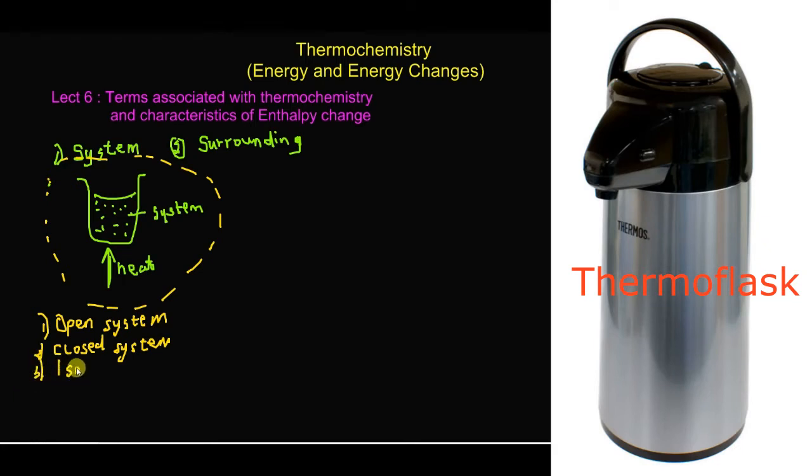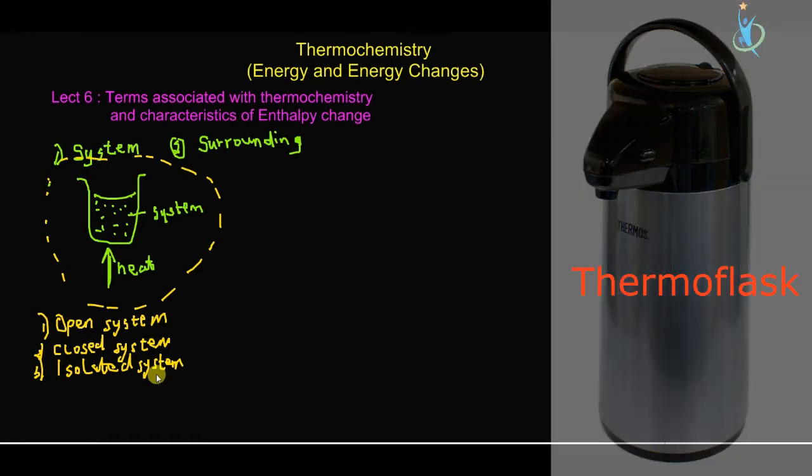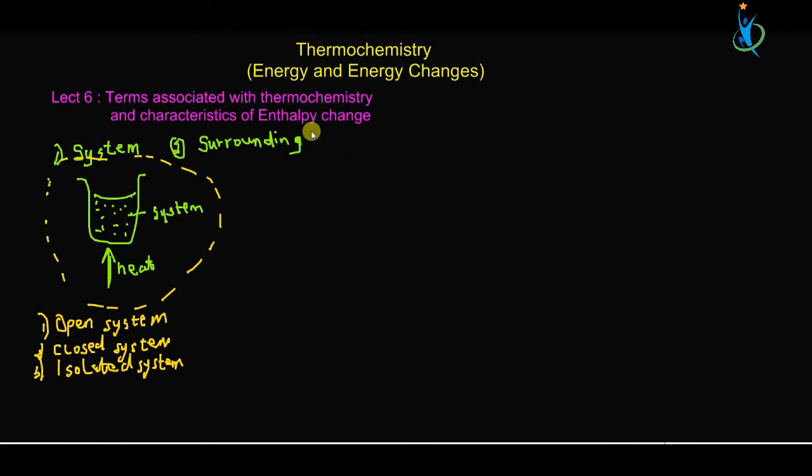Also mention the term isolated system. We say that the isolated system is isolated from both matter and what? Energy. That means that in this system, neither matter nor energy, heat, is allowed to be exchanged across the boundaries. A good example we mentioned was the thermoflask, the one we use to keep our hot porridge and water, or sometimes cooled water. So basically that is what we mentioned.